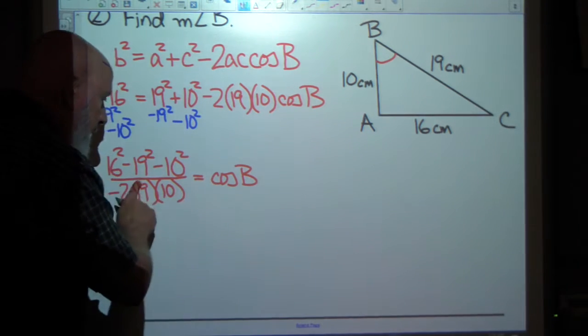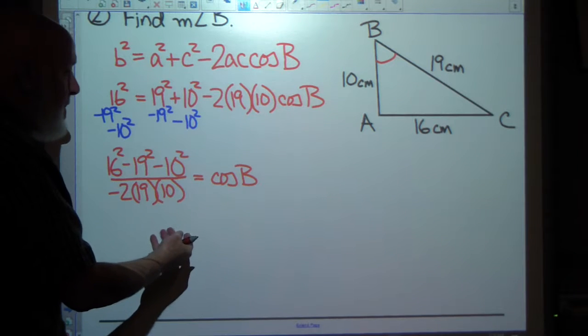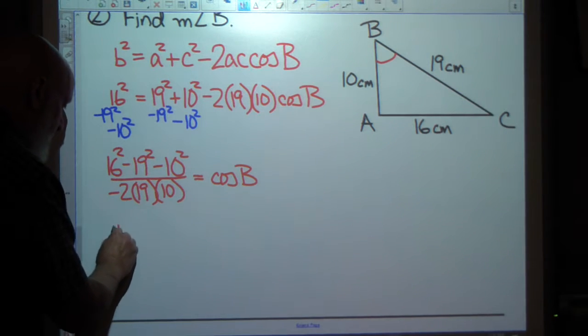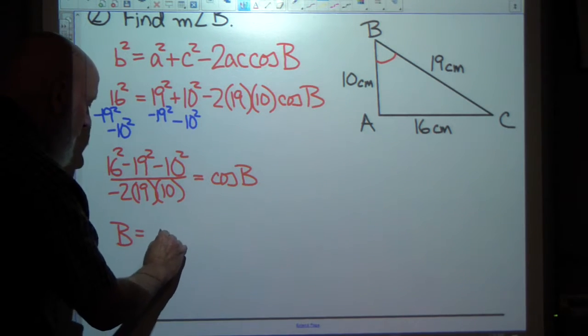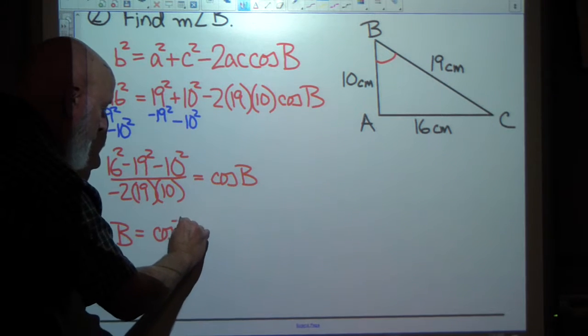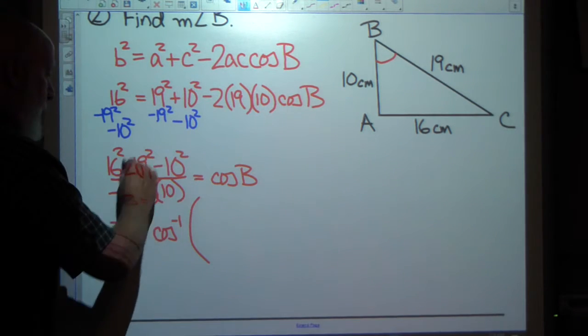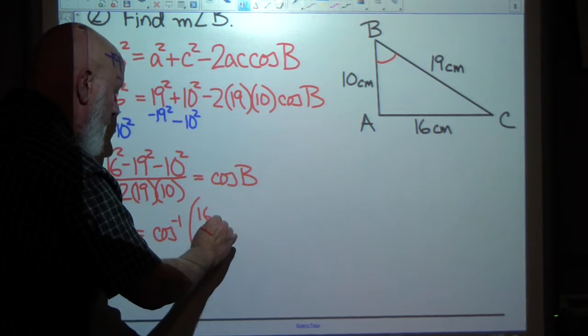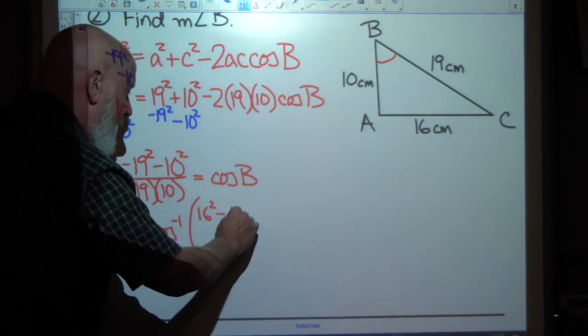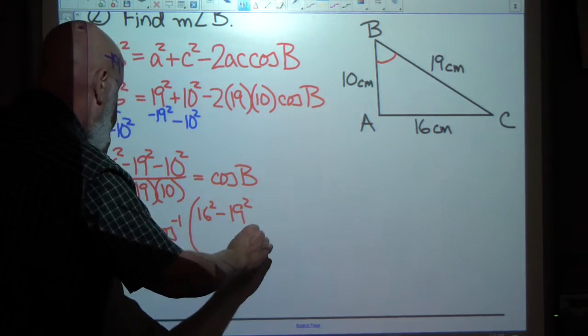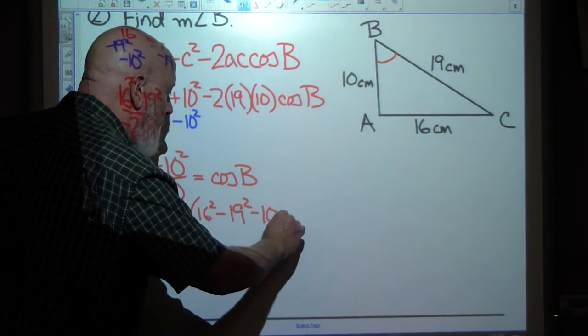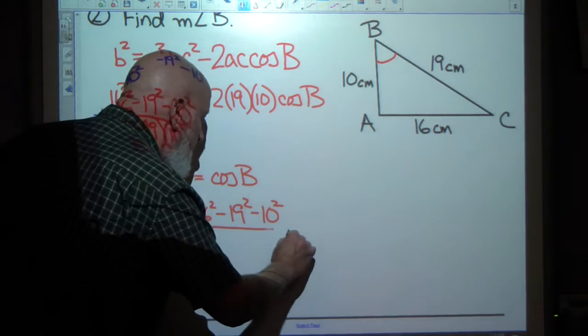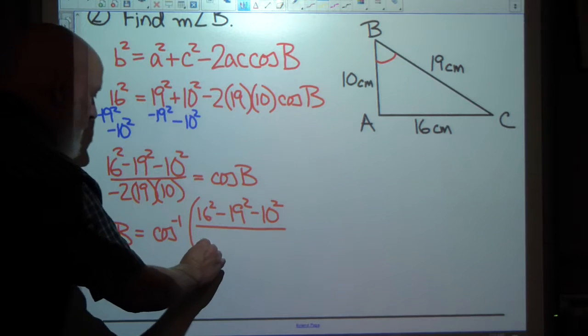This is the cosine of b, this mess. So I want to find out, well, what is b? The inverse cosine of this. So I'll say b is the inverse cosine of this mess right here. You don't have to write all this down. I'm just showing you what's going on in my head before I just start plugging stuff into my calculator.